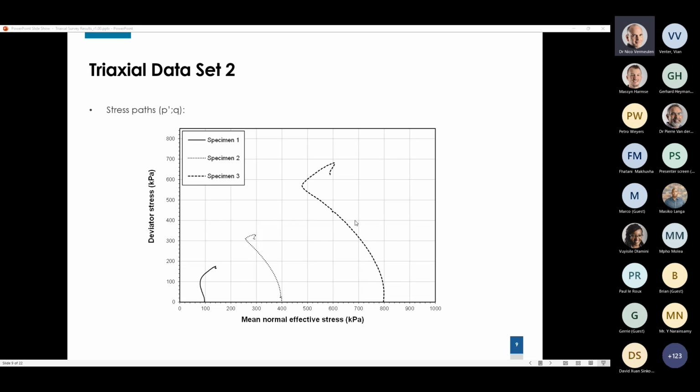I don't know if Gerhard has a different opinion on that. Nico, I agree with exactly what you're saying. I would interpret the data up to the top of the stress path, and there where that hook starts, that is an artifact of the way that we do the measurement. So I wouldn't use any of the data beyond that point.